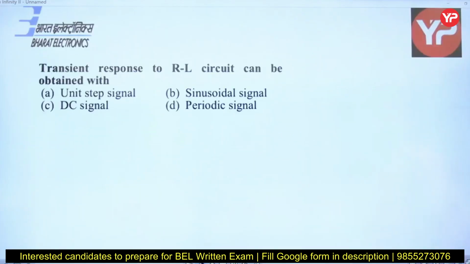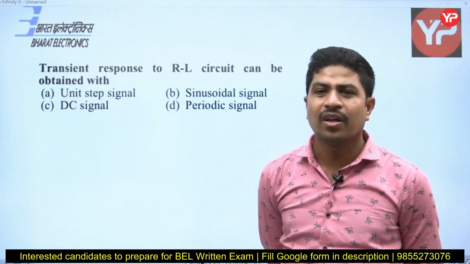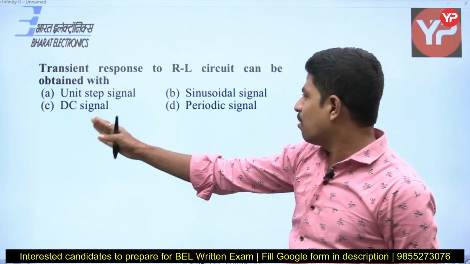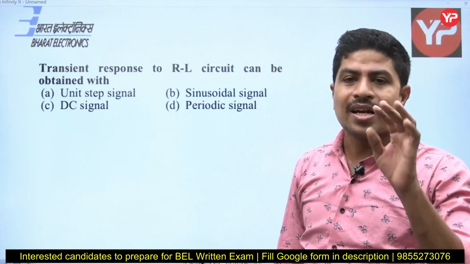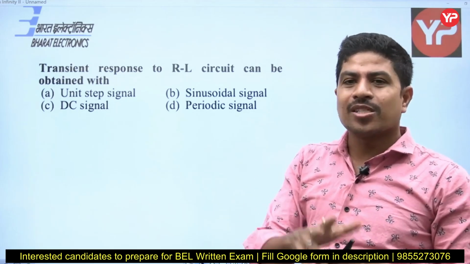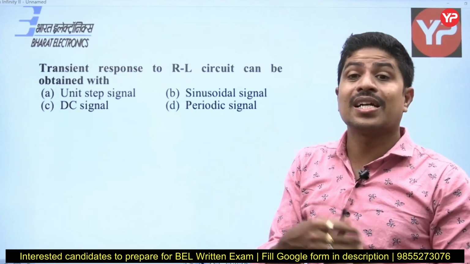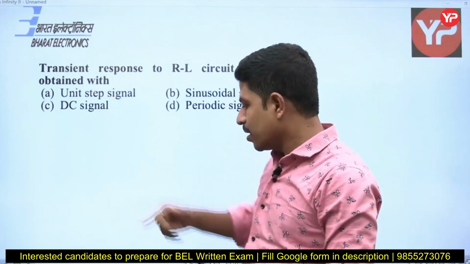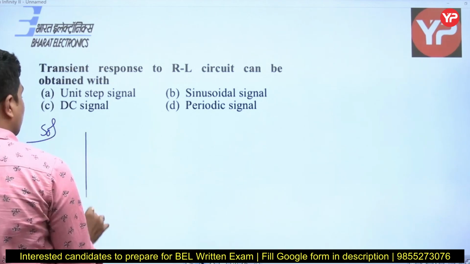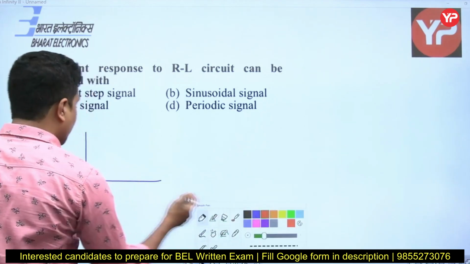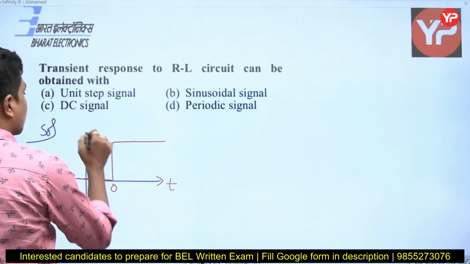Let's go to the next question. The transient response of an RL circuit can be obtained with which signal? Transient is possible with all these signals, but one will surely give you a transient response. What is transient? The response offered by a dynamic system having energy storage elements for sudden changes. Step signal, yes. What is a step signal? It is a sudden change. See, this is a step signal. Till here no input, this is t is equal to 0, and this is the step.